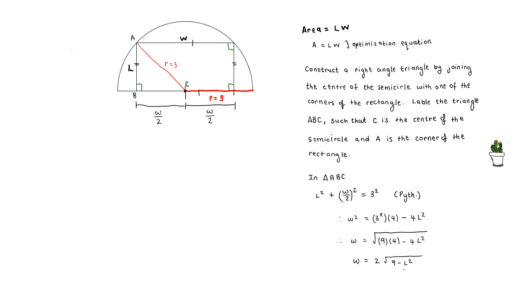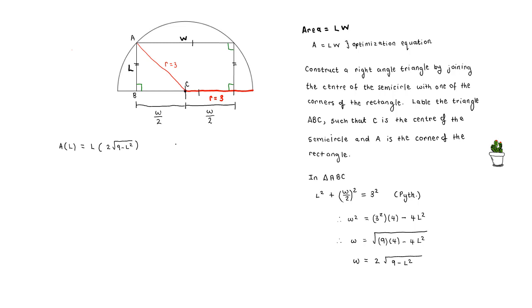We can now take this constraint equation and substitute it back into our optimization equation so that we can reduce our optimization equation down to only one variable. Namely, we are now going to have the area of this rectangle as a function of its length, L. So A of L is going to be equal to L times the width, which we now know is 2 times the square root of 9 minus L squared.